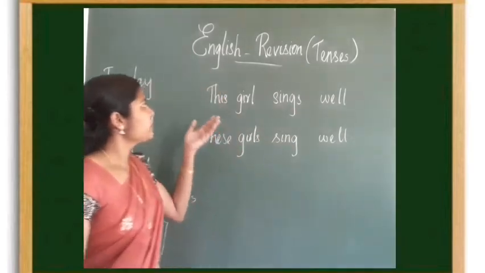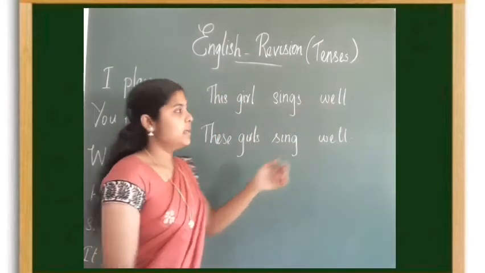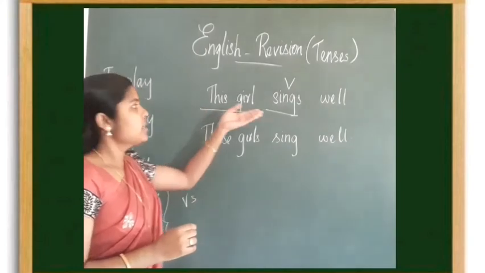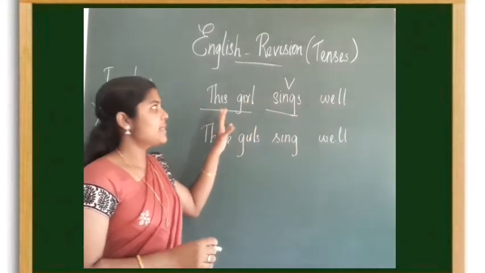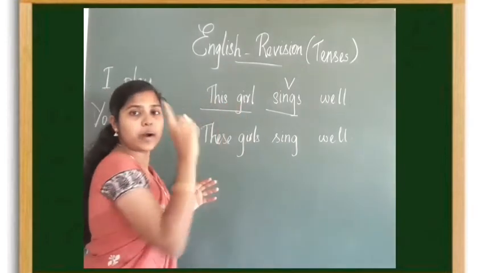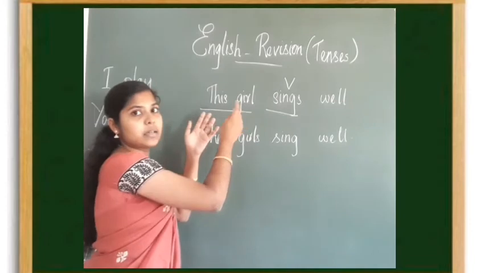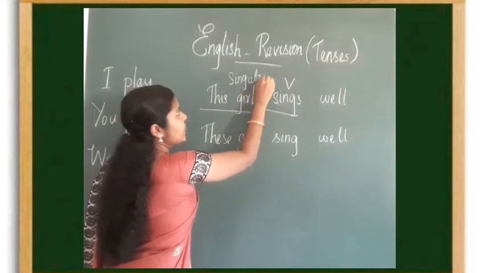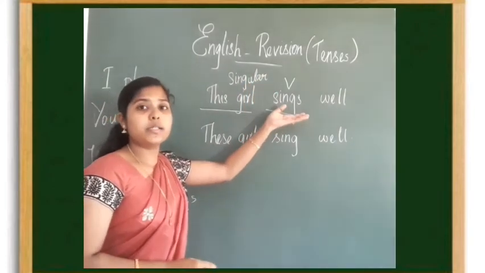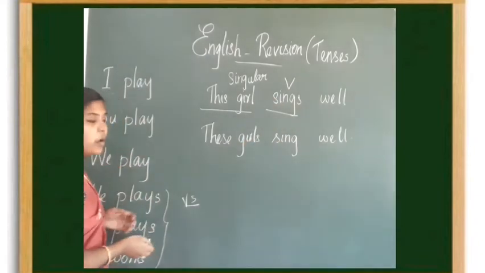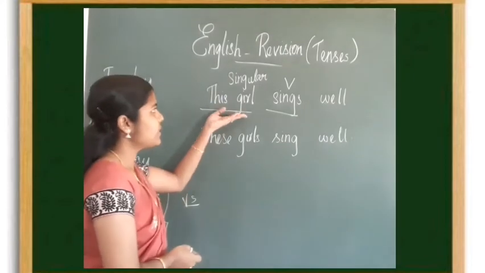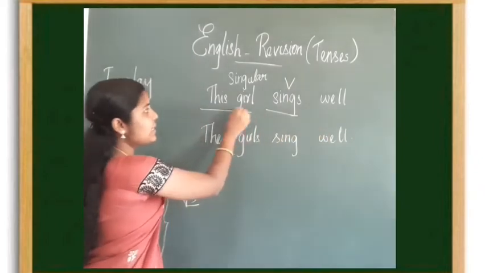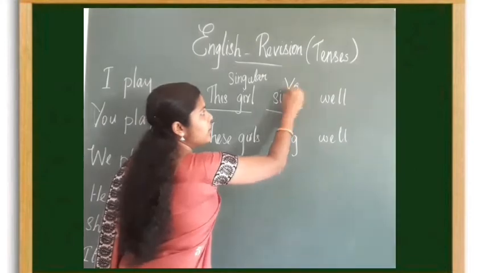Now come to these examples. This girl sings well. This is the subject, this is the verb. Am I right? This girl is indicating third person singular. One girl. Am I right? So the subject here is singular, and so the verb should also be singular, but we have to add s along with the third person singular. Singular subject, singular verb. Okay? Third person singular. So the verb takes s.